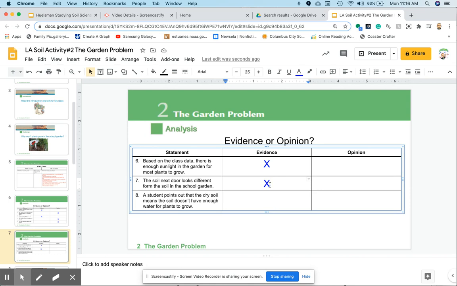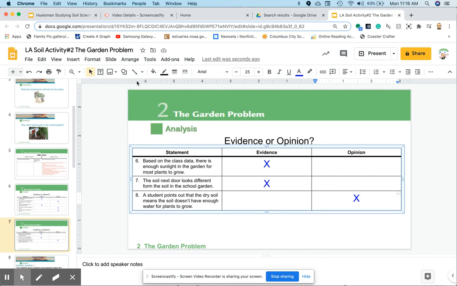Number 8, a student points out that the dry soil means the soil doesn't have enough water for plants to grow. That is an opinion statement. It's an opinion statement because it's likely to be true for some plants, but not based on particular plant requirements versus measurement of soil.